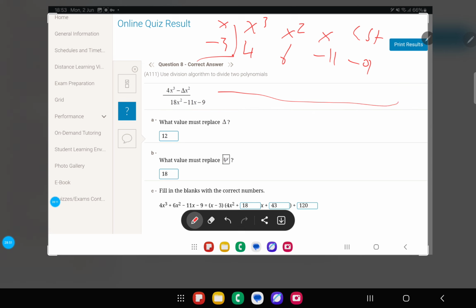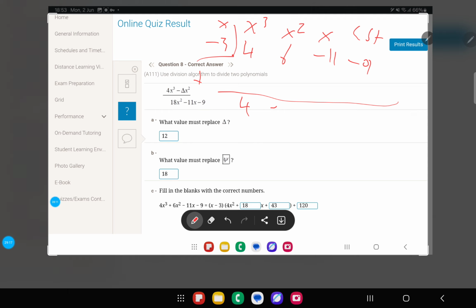Okay. Now let's add them. We bring 4 down. So 4 times negative 3 is negative 12. So you do negative 12 plus 6. It's going to be negative 6. Wait, my bad. I did it wrong. I'm gonna have to do it not this way.